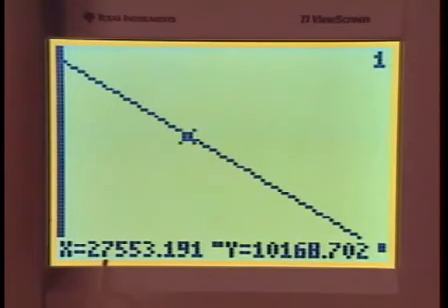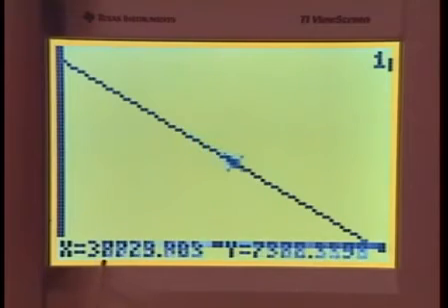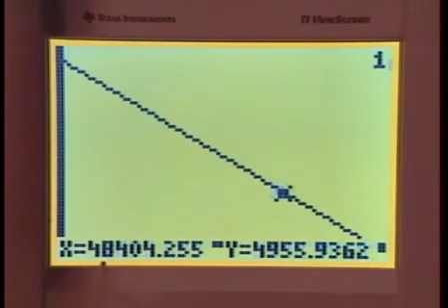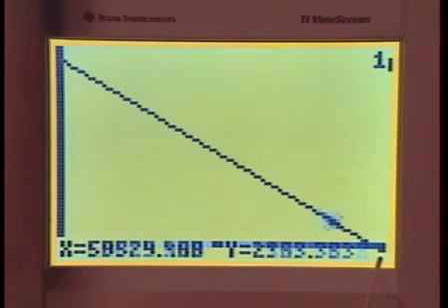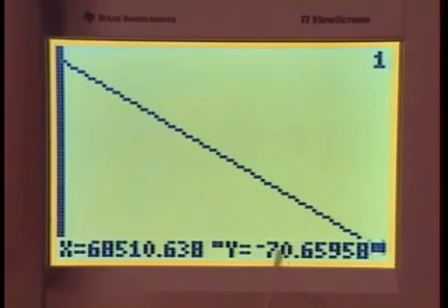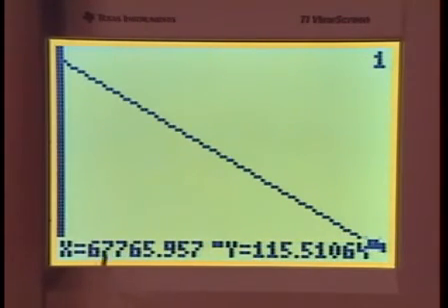Third question, at 50,000 miles, that means we need to go all the way down to 50,000 for x. Here it is, about. What might it sell for? Very little, about 4,000 some odd dollars. The last question says, what's the meaning of the intercepts? Well, if I come down to y equals 0, that means that my cost is 0. That says that after about 67,000 miles, the car won't be listed in the blue book because it's worth nothing anymore.